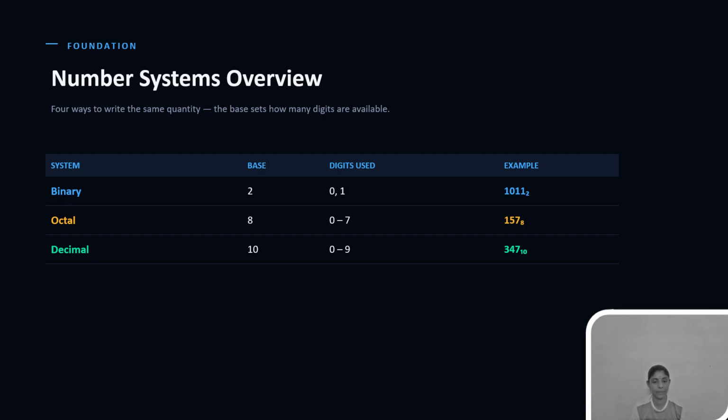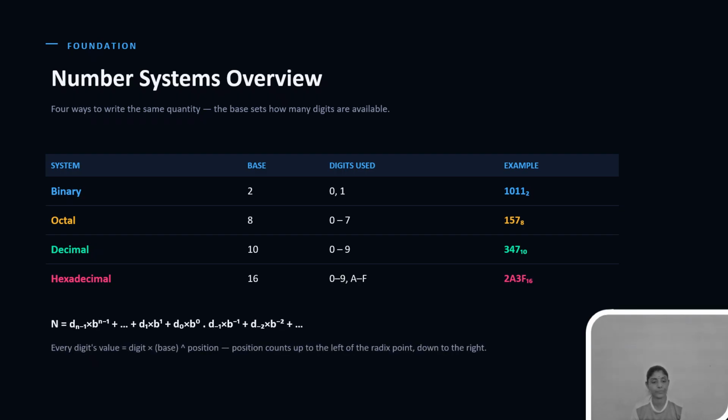Next one is decimal. Base 10 means the unique symbols are 0 to 9. I have given the example 347 base 10. And the last one is hexadecimal, base 16, with digits 0 to 9, and instead of 10 to 15 it uses A to F. I have given the example 2A3F base 16. You can check there that two alphabets, A and F, are available.